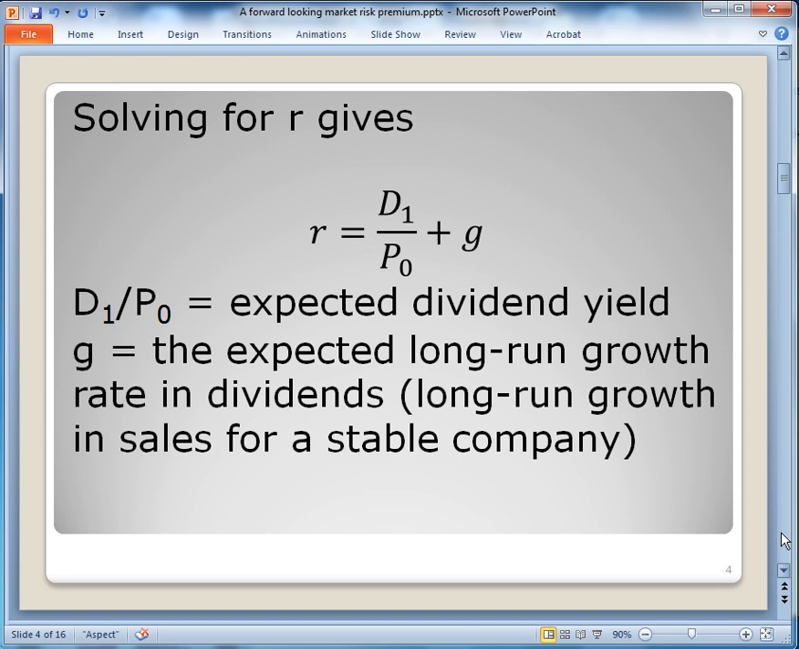But if you solve for R, if you pretend like it works and you solve for R, you get a required rate of return that consists of two components. One of them is the expected dividend yield, D1 over P0, expected dividends next year divided by the current price, plus a growth rate, a long-run growth rate in dividends. And these are the components that we're going to try to estimate for the market as a whole.